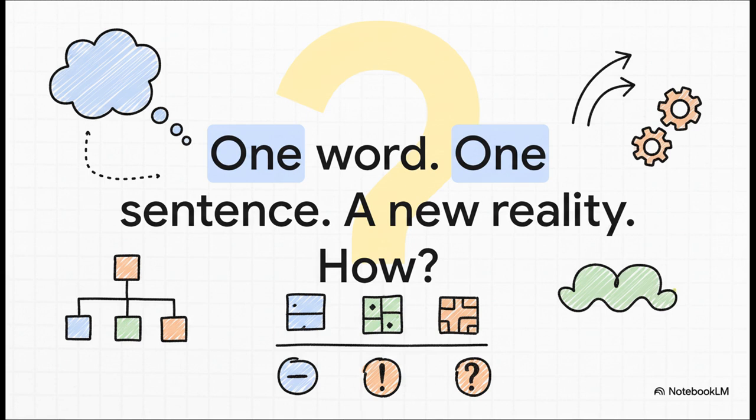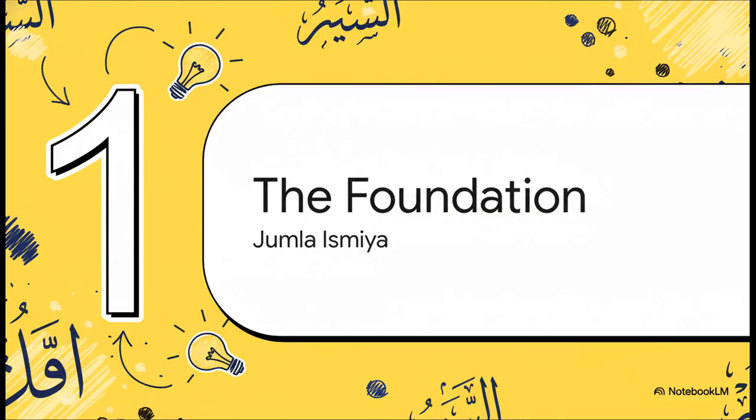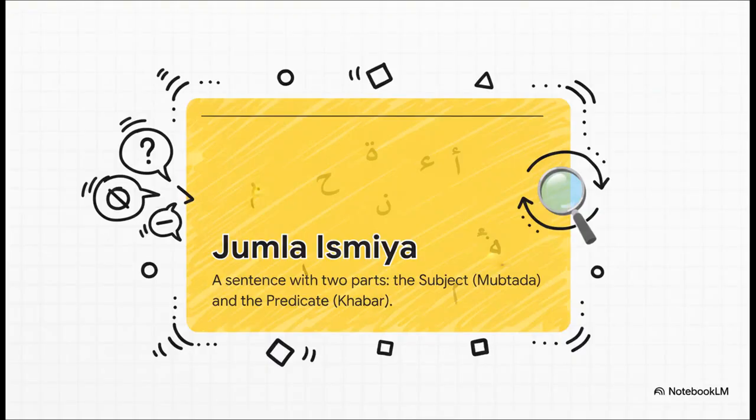Well, it's not magic. It's actually a fascinating system of rules, and we're going to break it all down, piece by piece. All right, before we can start changing things, we gotta know what we're starting with. So let's look at the basic Arabic noun sentence, the Jumla Ismiya, in its default, completely untouched form. This is our baseline.